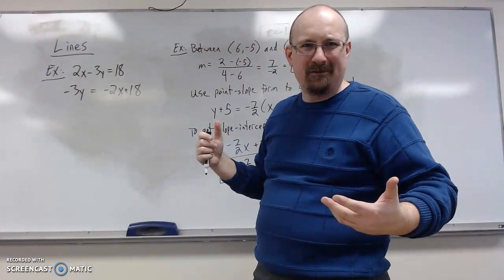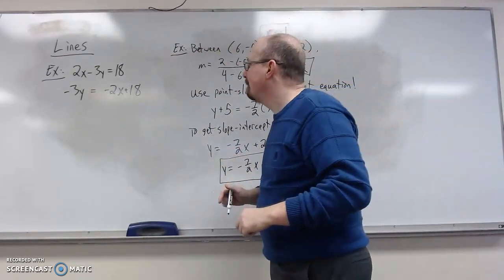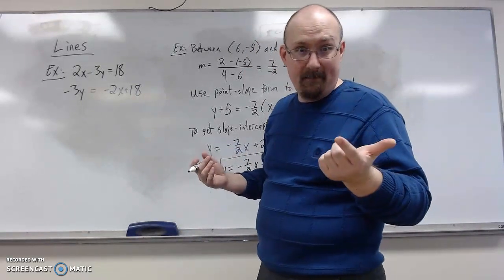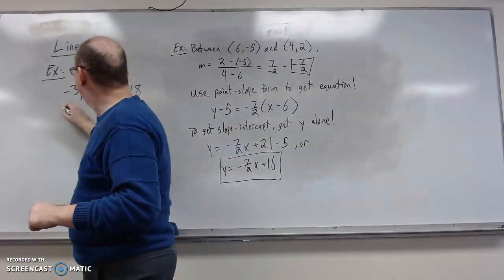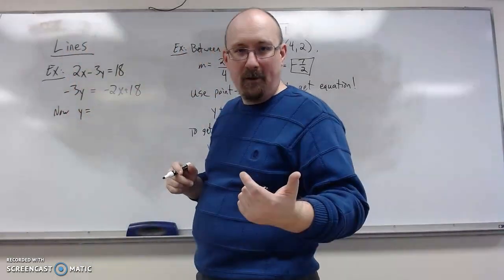I like to lead with positive terms, but to make it look like the mx plus b, I think it's better to go this way. And so now what's left for me to do to get y by itself? That's right, I got to divide by negative 3. So we have y by itself on the left-hand side.